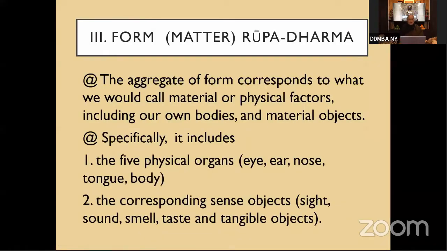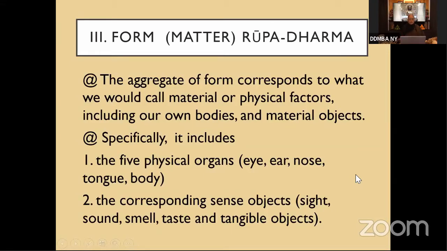By definition, what we call the form, or the physical material world, is actually aggregates of form that manifest what we see and what we perceive. Specifically, it can be divided into 2 parts. The first part is the 5 physical organs. The second part is the corresponding sense objects.